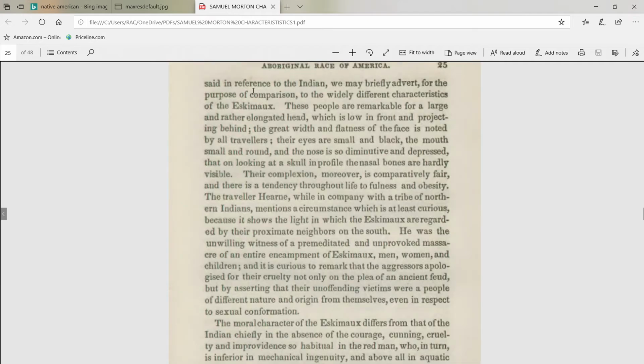But without repeating what has already been said in reference to the Indian, we may briefly advert for the purpose of comparison to the widely different characteristics of the Eskimo. These people are remarkable for a large and rather elongated head, which is low in front and projecting behind. The great width and flatness of the face is noted by all travelers. Their eyes are small and black, the mouth small and round, and the nose is so diminutive and depressed that on looking at a skull in profile, the nasal bones are hardly visible. Their complexion, moreover, is comparatively fair, and there is a tendency throughout life to fullness and obesity.